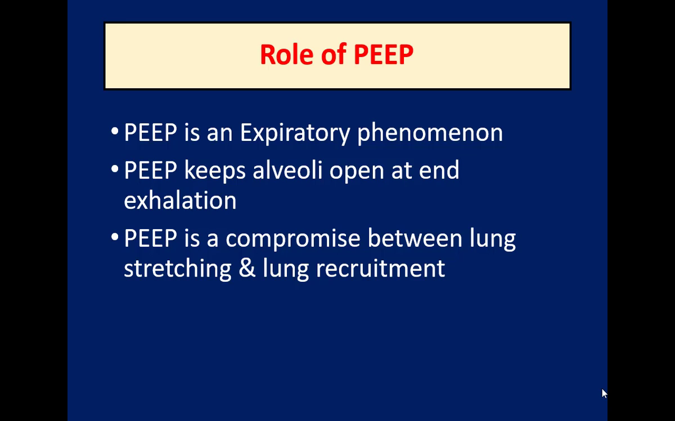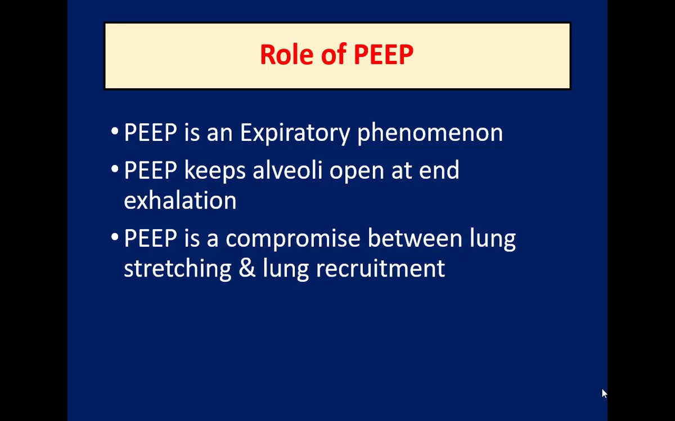Of predicted body weight. So how do you calculate predicted body weight? My height is 5 feet 6 inches. What will be my predicted body weight? Any easy formula you know? So for male, at 5 feet you take 50 kg. For female you take 45 kg. And with each inch you add 2.3 kgs.